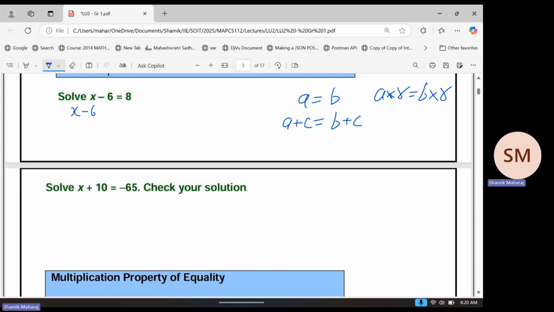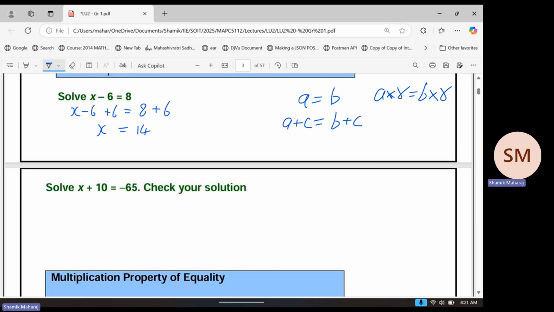x minus 6, I'm just going to add 6 to both sides. So plus 6 is equal to 8 plus 6. Right? See, all I did is add 6 to both sides. And on the left, the minus 6 and positive 6 cancel out. We're left with x. And on this side, we have 8 plus 6, which is just 14.